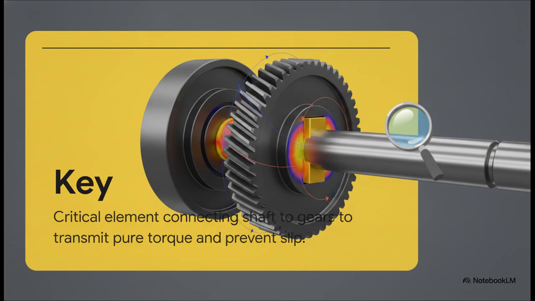A key is a critical element connecting the shaft to gears or pulleys. Its sole purpose is to transmit pure torque and absolutely prevent any relative rotational slip. It's almost always the cheapest part of the whole assembly, but it is the ultimate gatekeeper of the machine's power.